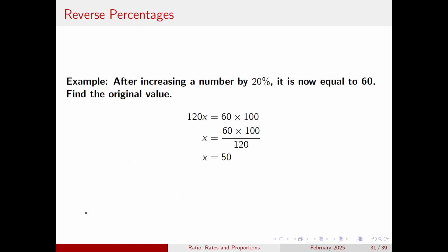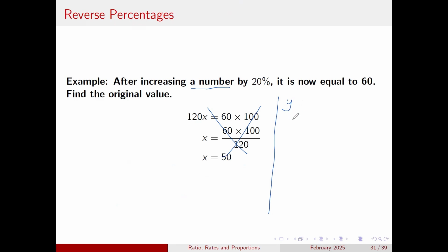So, example, after increasing a number by 20%, it is now equal to 60. Find the original value. So let me solve it freshly here. Let's say that after increasing a number, I don't know what that number is, so I'm going to use my variable y to represent that number. Now, after increasing this number by 20%, it is now equal to 60.